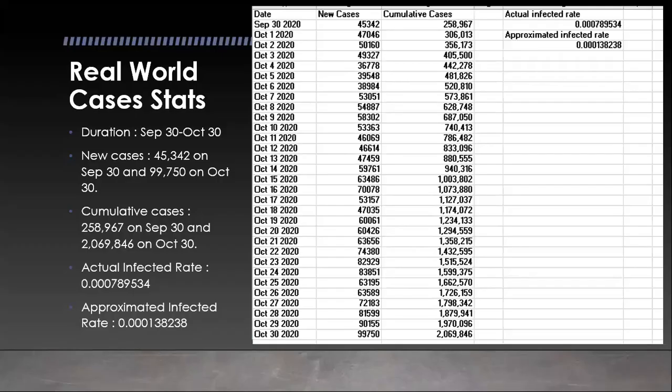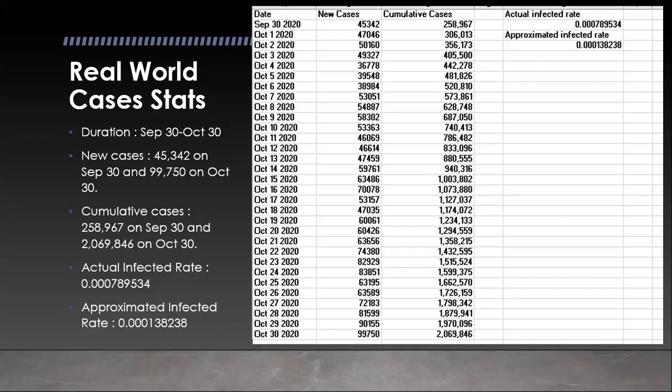So, real world case stats. I got this data from the CDC official website, and the duration that I studied was a month span from September 30th to October 30th. New cases on September 30th were 45,342, and then on October 30th, there were 99,750.